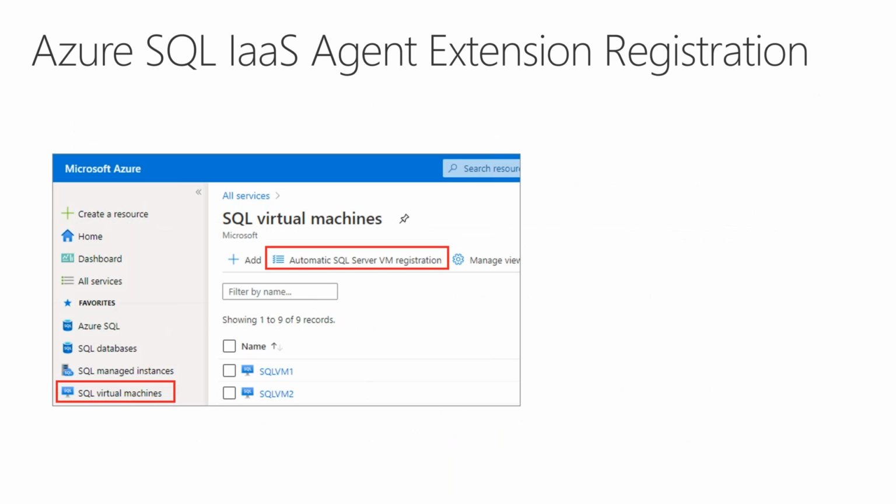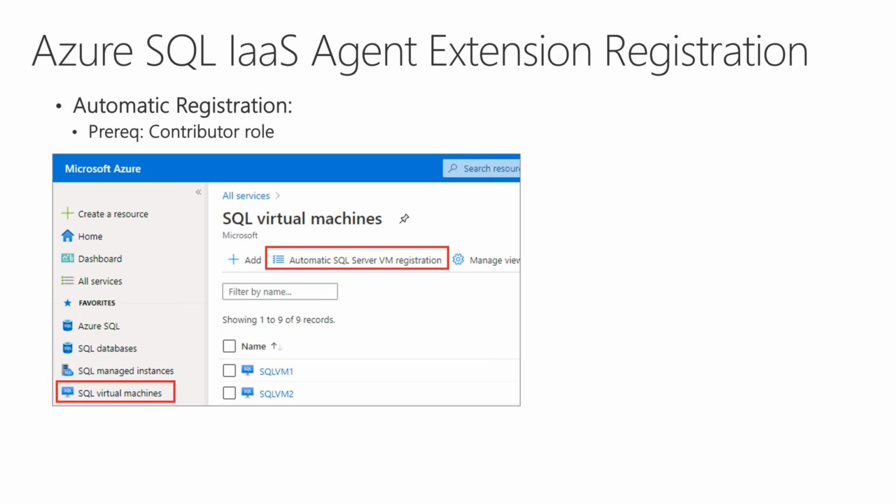So I'm going to show you how to register that. The first way is through automatic registration, and essentially you just go in, you click on SQL Virtual Machines in the blade on the left side there in the Azure portal, and you're going to say automatic SQL VM registration.